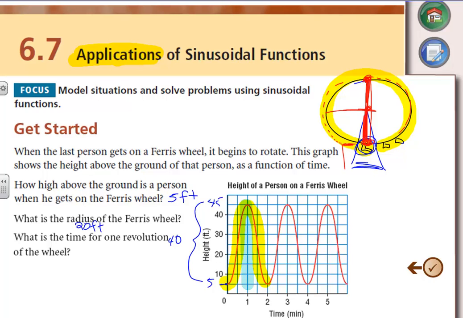If the radius is 20 feet, think about what part of the graph, of the equation, is the radius actually talking about? Oh, that's the amplitude. And then we can say, what is the time for one revolution of the wheel? Well, we start at the beginning. When will we get back to that same spot? Right here. And it'll be at 2 minutes.